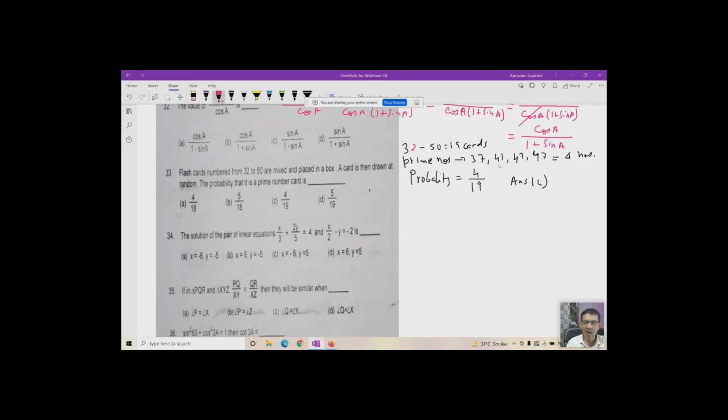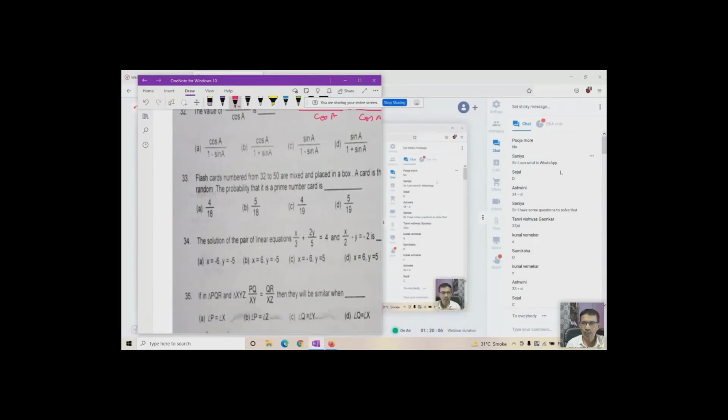One is 37, 41, 43, 47, and which number have I not taken? Please type it in the comment box. Then how is it D? C is correct. No, that's fine. Okay, fine, fine.